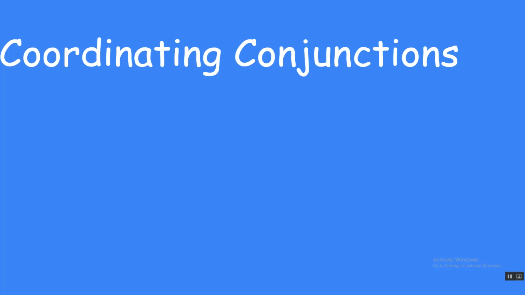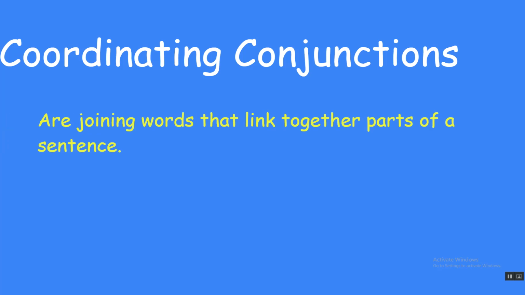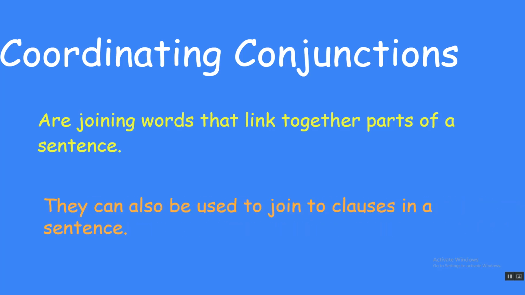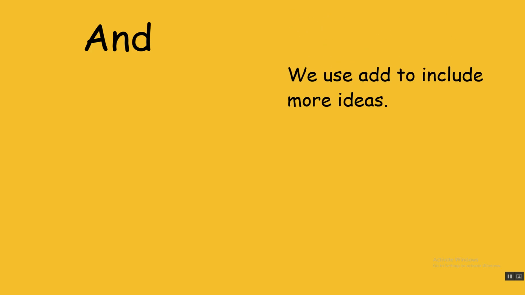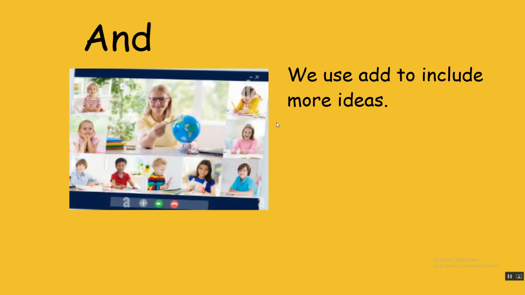Okay, so now we're going to look at coordinating conjunctions. Now, these are joining words that link together parts of a sentence. They can also be used to join clauses in a sentence. Here's the first one. And. We use and to include more ideas. So we use it to add more ideas.